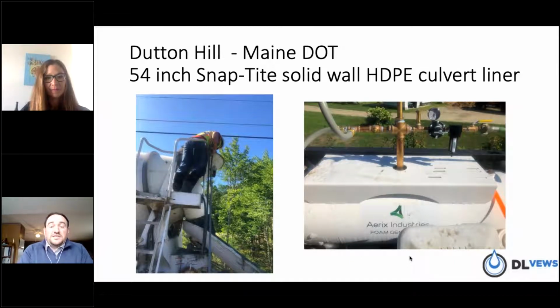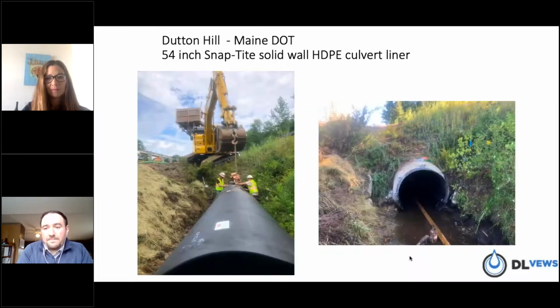So just an example, this is the foamer in the back of a pickup truck on the right-hand picture there. And the individual on the truck there is just foaming the water and cement slurry, and that turns into cellular concrete, which he will then pump into the annular space in between the liner and the host, which I think is on the next slide, Cassie. There you go.